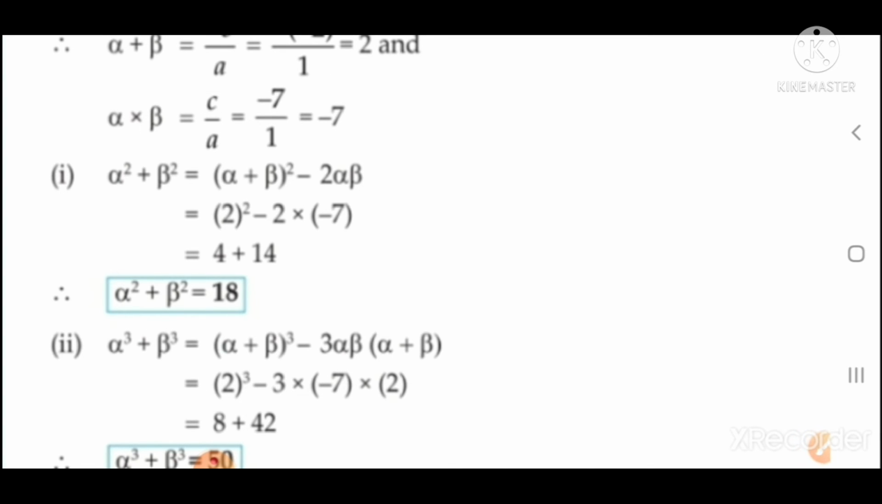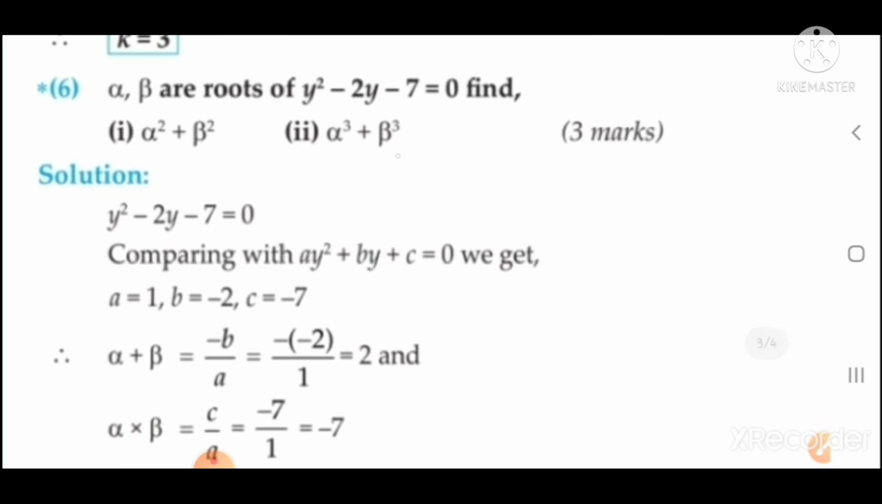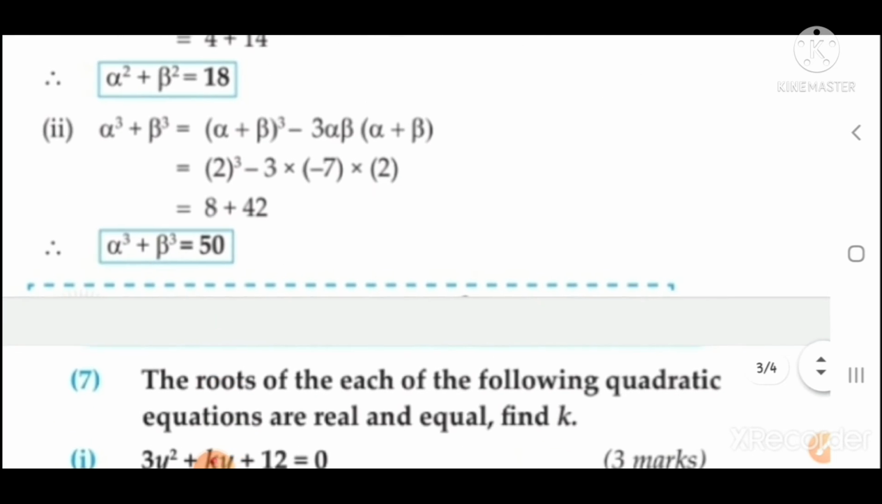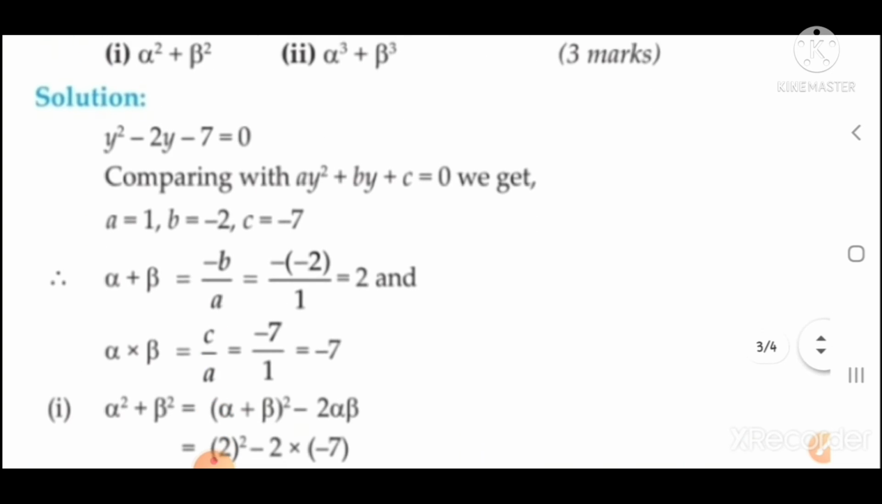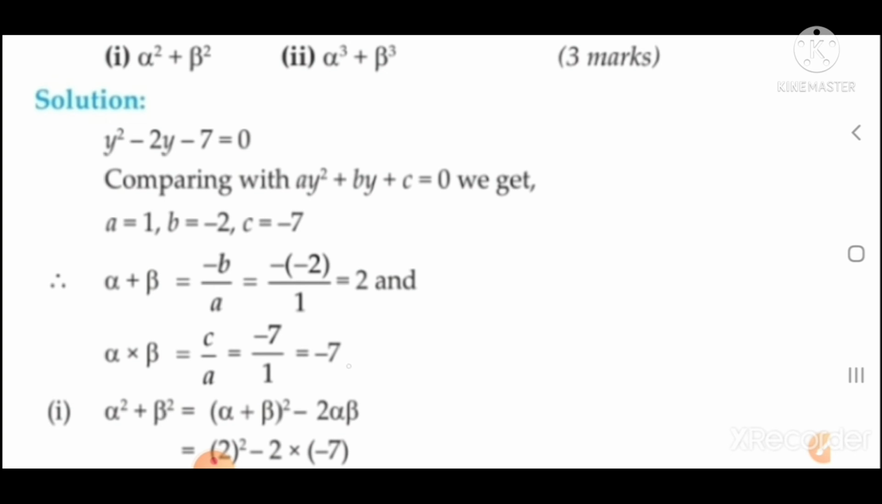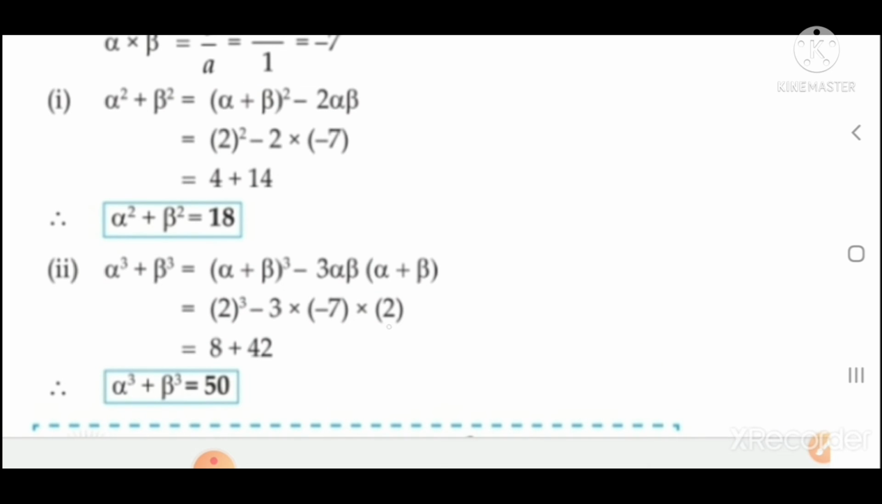So you got this value, right? Now second one they have asked you to find alpha cube plus beta cube. Now see here, alpha cube plus beta cube, this is your identity. Alpha plus beta the whole cube minus 3 alpha beta, bracket alpha plus beta. Now alpha plus beta is 2, the whole cube, minus 3 into alpha beta, which is minus 7. ये सब हम लोग ने फाइंड किया है, ये देखिए ना यहाँ पे, अल्फा प्लस बीटा 2, अल्फा इंटू बीटा माइनस 7, ये सब है अपने पास. We have found out alpha plus beta is 2. Now just multiply and get the answer.